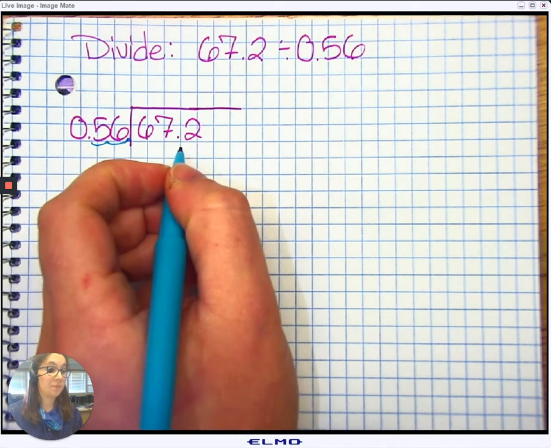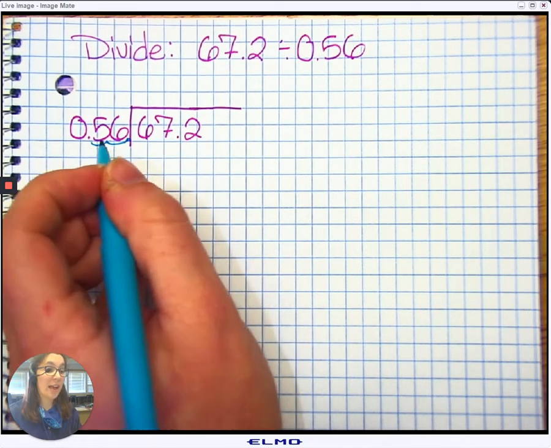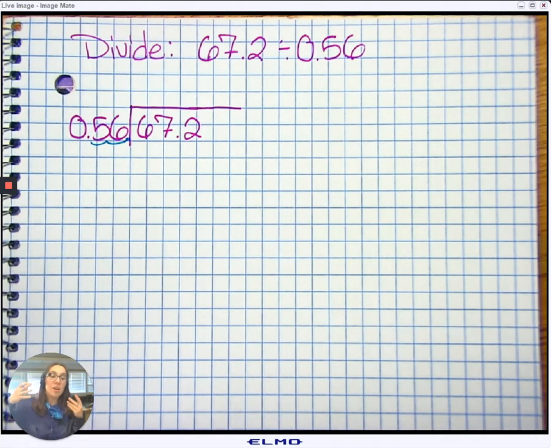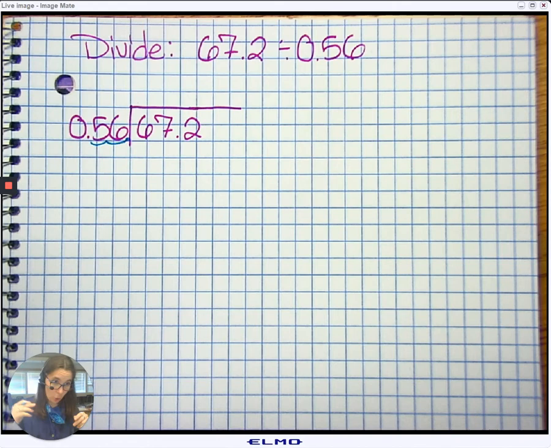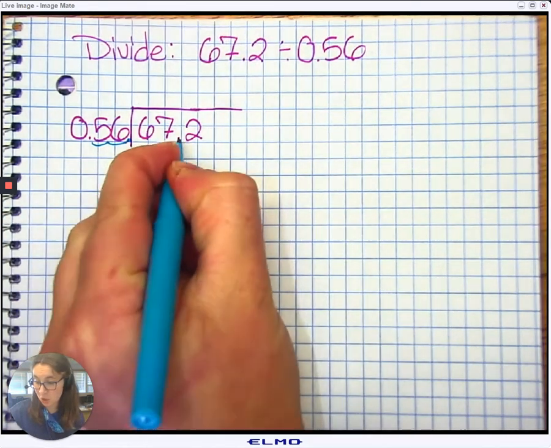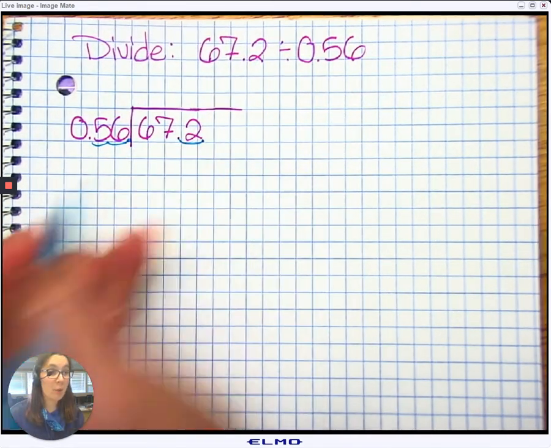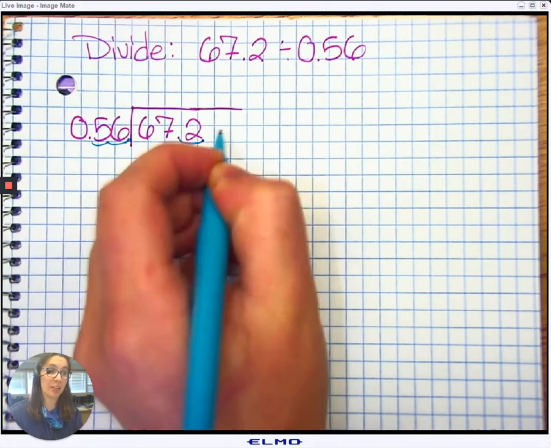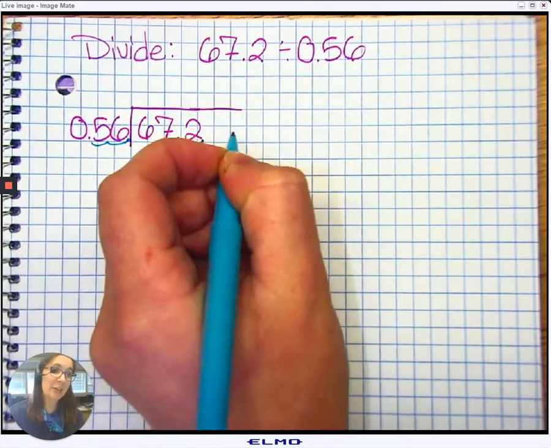Now, what I do to the outside of the box, I gotta do to the inside of the box as well. What I do to the top, I gotta do to the bottom. So, I can move my decimal 1 time here. But now what? I have to move it twice. I have to do exactly the same out here as I do in here.